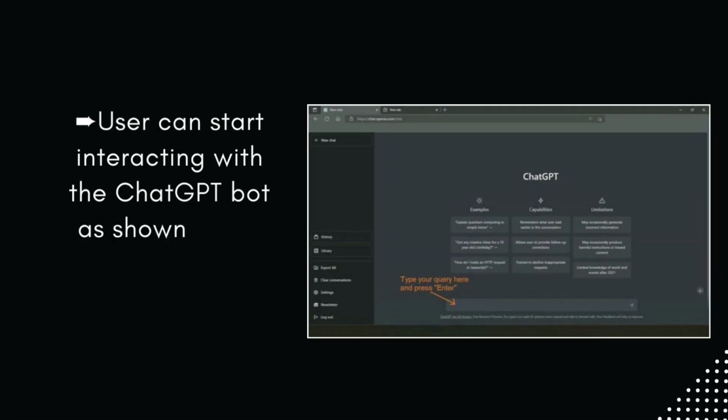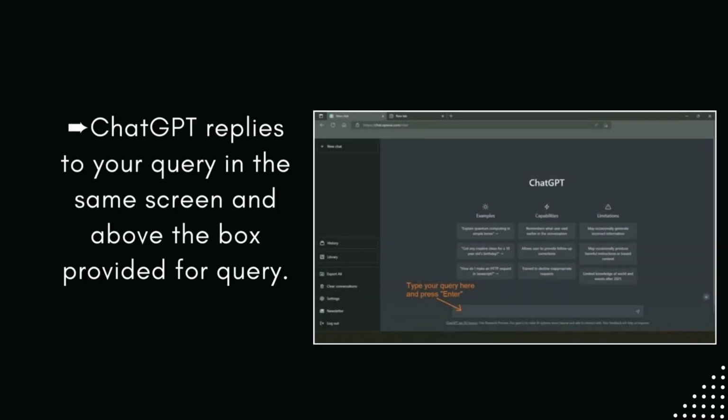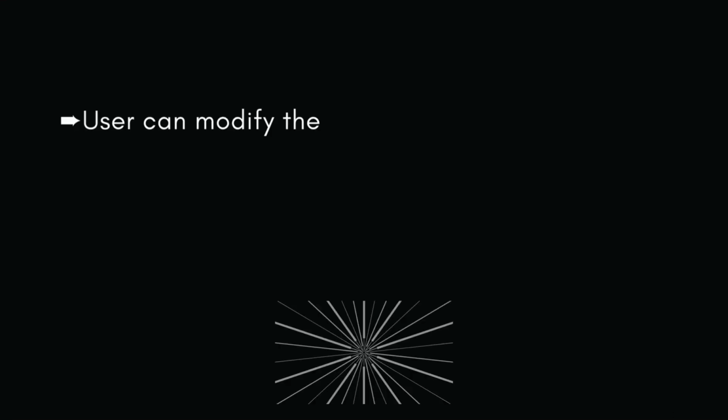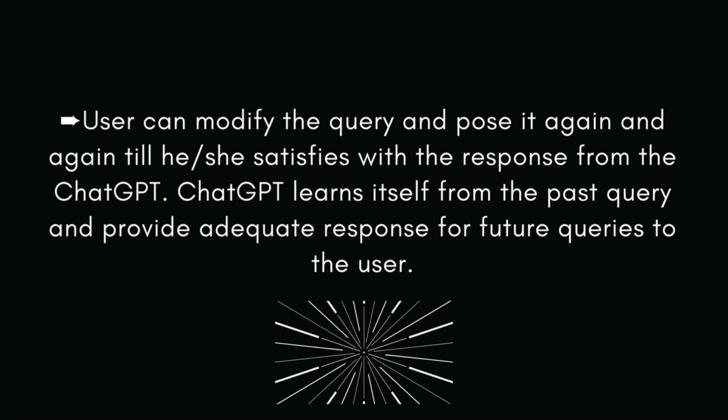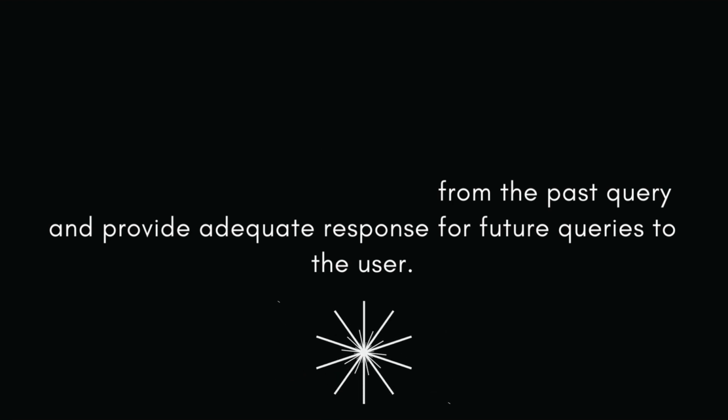The user can start interacting with the ChatGPT bot as shown in the box provided. ChatGPT replies to your query in the same screen and above the box provided for the query. The user can modify the query and pose it again and again till he/she is satisfied with the response from ChatGPT. ChatGPT learns by itself from past queries and provides adequate responses for future queries to the user.